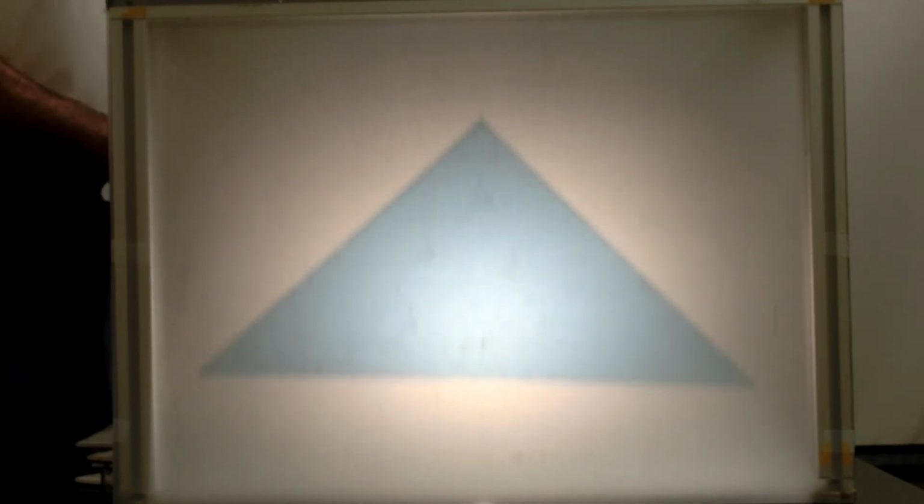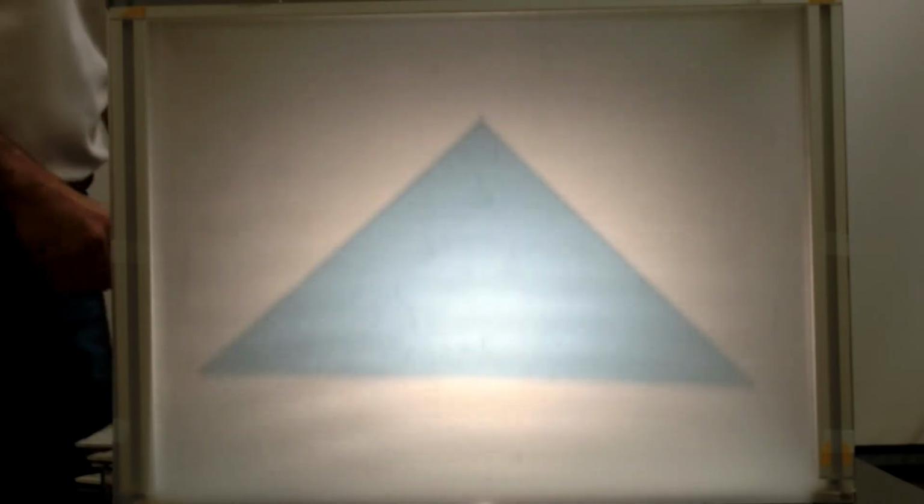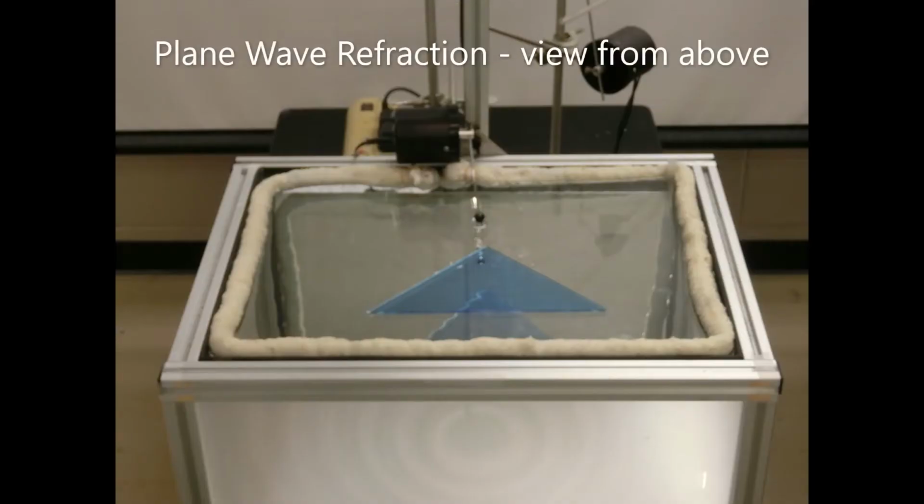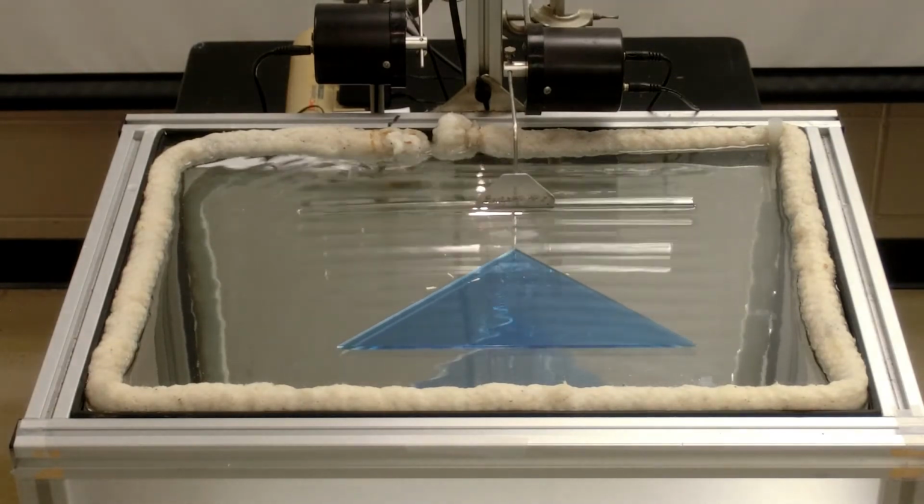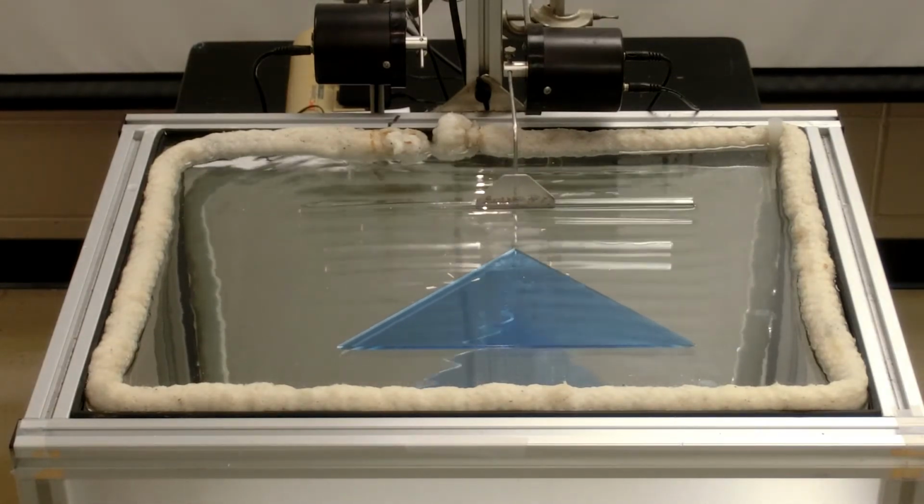So there we have wave properties illustrated by the plane waves: diffraction, refraction, and reflection. Interference is the fourth wave property, and we only notice interference if you have two or more waves at the same time. So I'm going to have to put the second wave generator in, and we'll look at interference of two waves. Here is refraction of a plane wave.